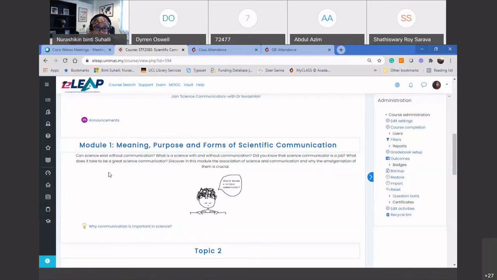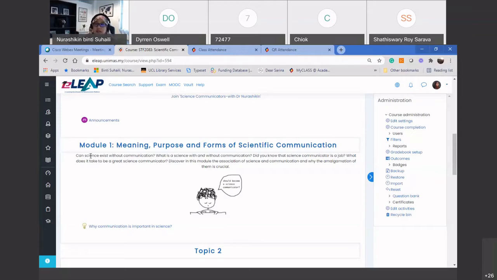Let me just read what I wrote here. Can science exist without communication? Communication is just a generic concept. Without science, communication can exist. It exists in everyday life, right? But can science exist without communication? Of course not, right? Because if you are doing science but you don't communicate it, what happens?